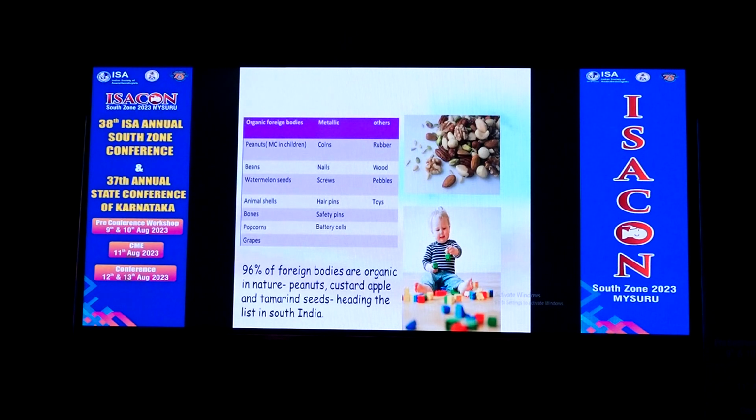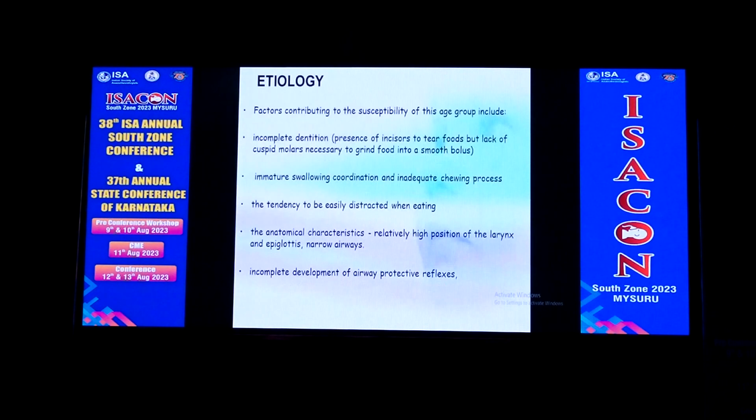Now, what are these foreign bodies? More than 90% of the foreign bodies are organic in nature. They are mainly divided into organic and inorganic foreign bodies. The organic foreign bodies are peanuts, custard apple seeds, tamarind seeds; seeds top the list. Then beans, grapes. Non-organic foreign bodies like coins, safety pins, hairpins, battery cells, even pebbles and small toys have been aspirated by children.